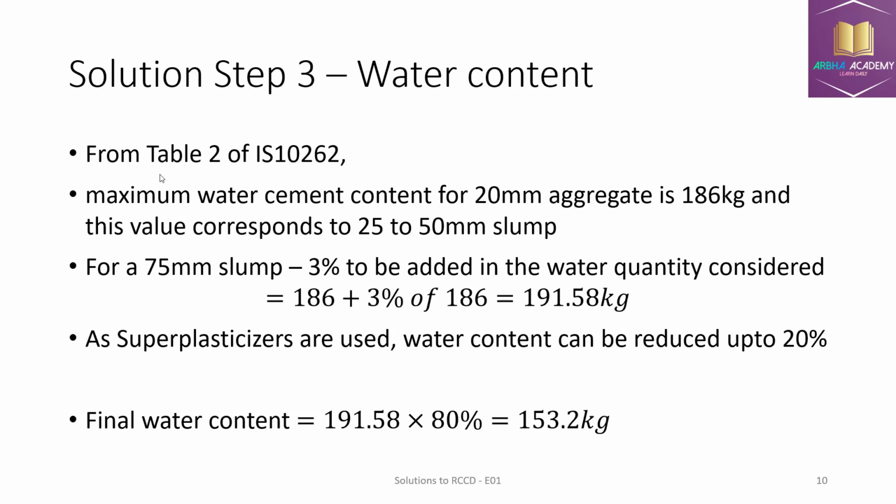If we are adopting superplasticizers in our mix design, then there can be a reduction of 10% or more in that. So the final water content becomes 153.2. Based on the power or character of the superplasticizers, from 10% to 30%, the water content can be reduced. Here we have adopted 20% reduction. So the final water content is 153.2 kg.